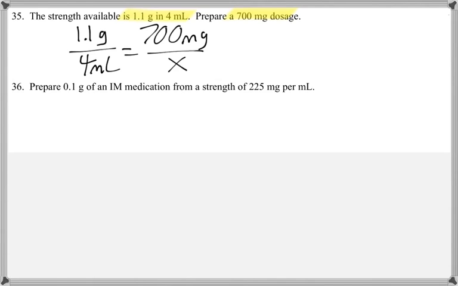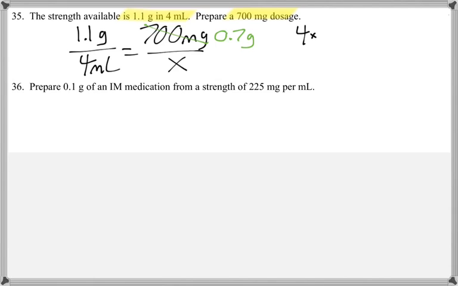And I would like to solve the proportion right now, but I can't because these do not match. So I need to get those units to match. So I'm going to convert the 700 milligrams into grams. And I do that by moving the decimal place 3 places to the left. And now I can solve the proportion.